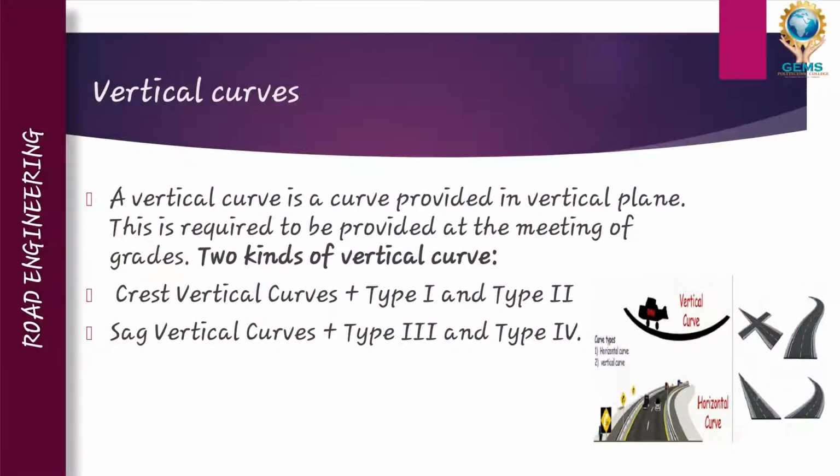Next is vertical curve. A vertical curve is a curve provided in a vertical plane. This is required at a meeting of grades, and there are two kinds of vertical curve: crest vertical curve, which is type 1 and type 2, and sag vertical curve, which is type 3 and type 4. As you can see, the vertical curve is just like a gradient, where there will be a rise and fall. So the vertical curve is provided in a vertical plane, and it is required to meet according to the grades of the road.